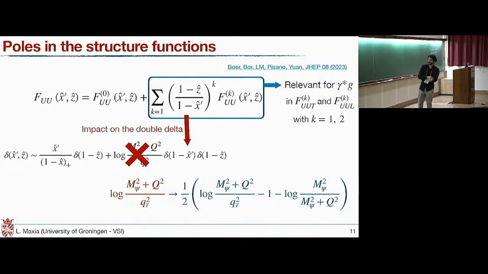Another way to check if this kind of result is correct is thinking again that when you do this kind of operation, your result is split up between the hard 2-to-1 process combined with a soft gluon emission.